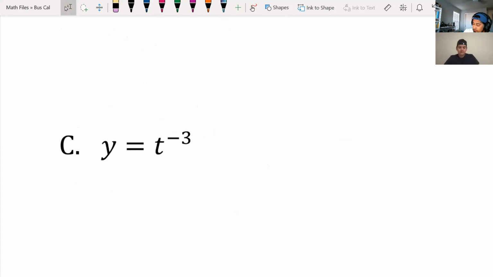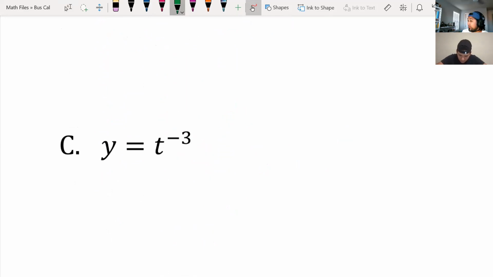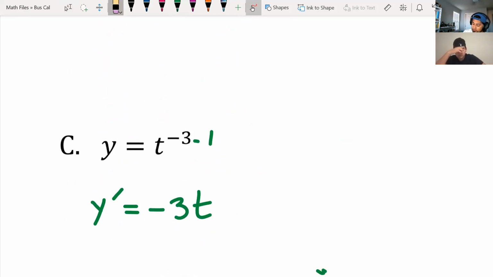Okay, now, same thing here. Just be careful. We're going to get the derivative of y, which we're going to say y prime. And now we want the derivative of t to the negative third. So the same thing applies here. That negative 3 comes down and you subtract 1 from the exponent that was there. So what's my derivative? Negative 4. Good. Negative 3t to the negative 4. Everybody good with that? Yes.